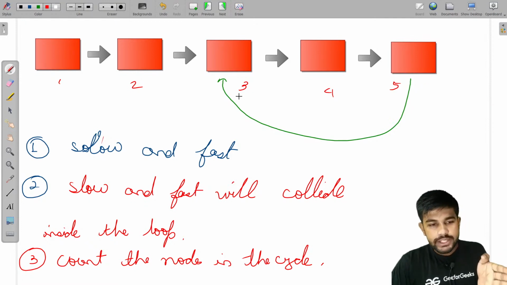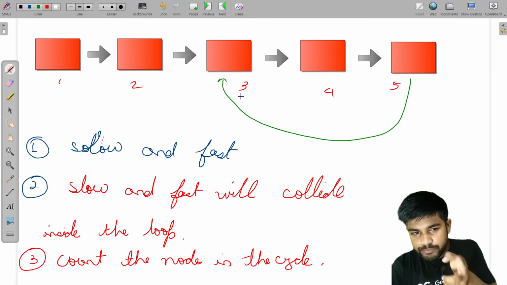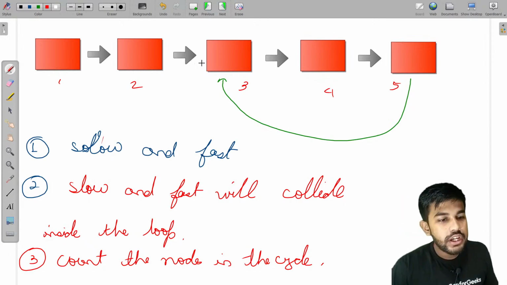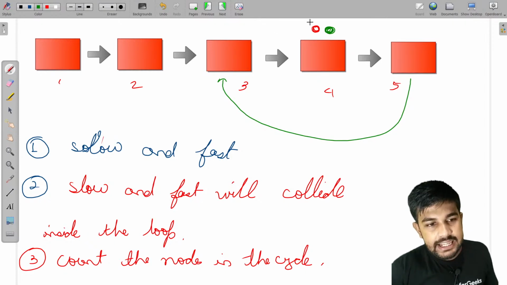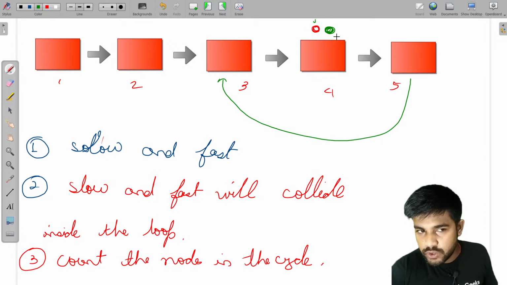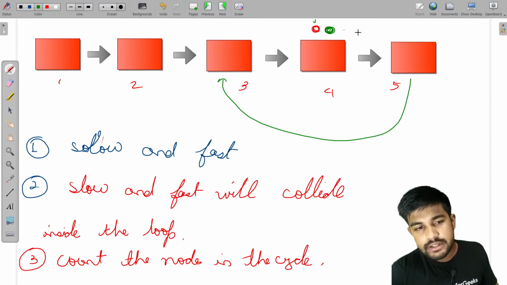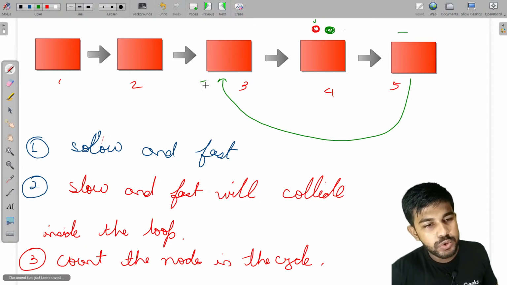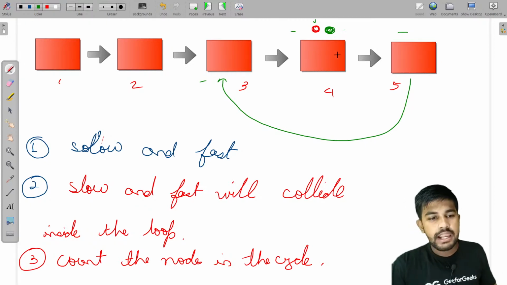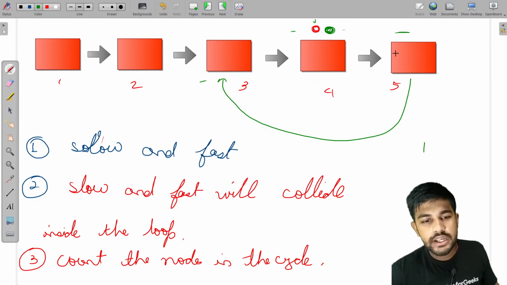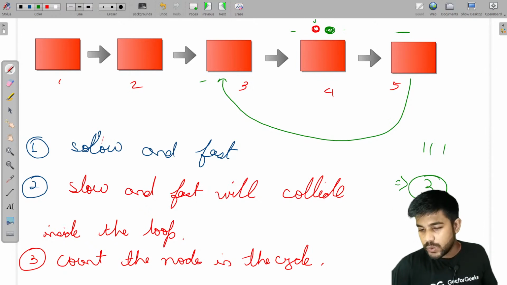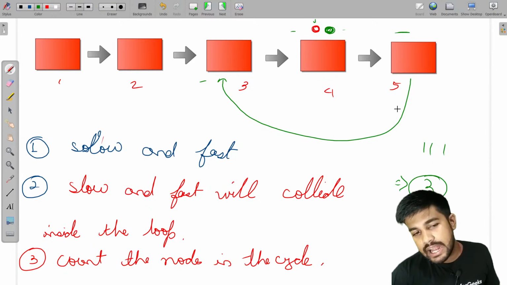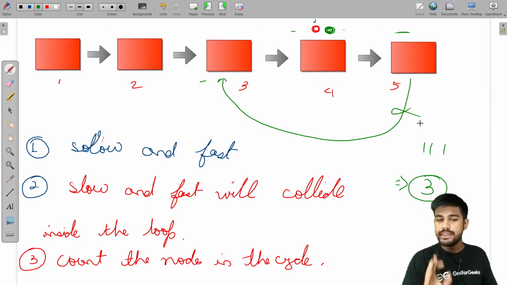How can we do that? We know that the slow and the fast pointer would meet inside the circle. Suppose both met at that point. Now I can keep the fast pointer at this position only, and start moving this green pointer one by one. One step, two step, and I count the number of nodes I have encountered. I visit this point, count 1. I visit this point again, count 1. I visit this point, count 1. The number of nodes is 3. So now I can simply move to the third node and remove the link. Good to go. This is one approach.